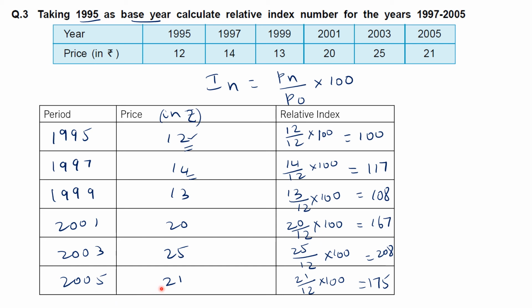And for 2005 the price is 21. So the price for 2005, 21, upon price in the base period 95, which is 12, so 21 upon 12 into 100 is 175. So this is how we need to calculate the relative index using this formula.